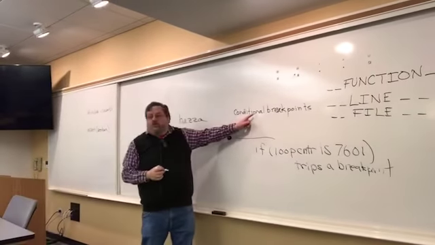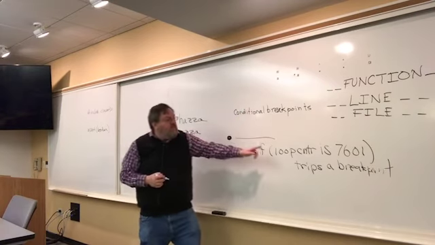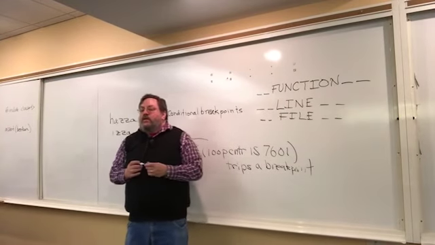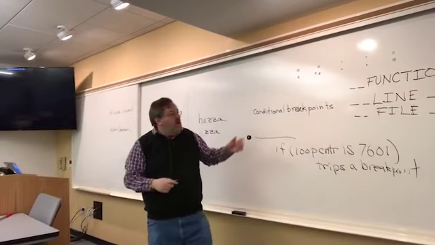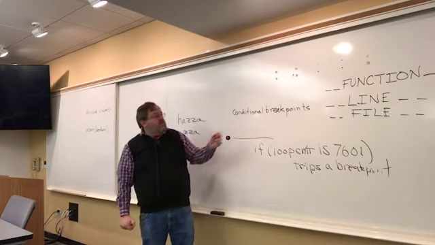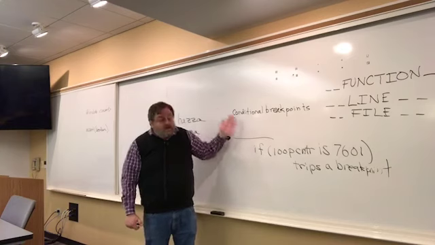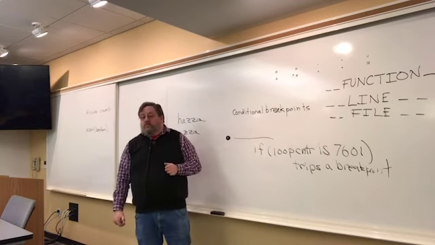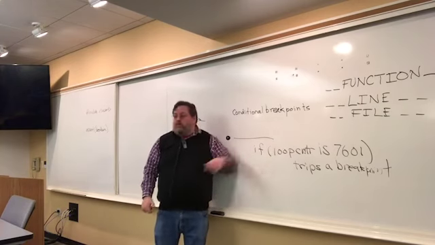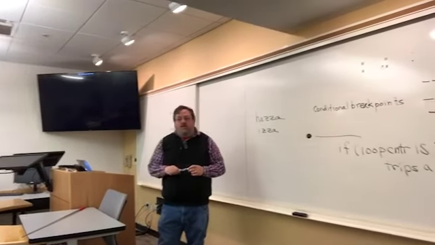So you could put a breakpoint into the debugger that says, if loop counter is 7,601, stop. The reason why this is not a great approach is because with every instruction executed, the debugger is going to check the condition. So it massively slows down your code. Okay? So if it's something like this, then do it that way. Other questions?